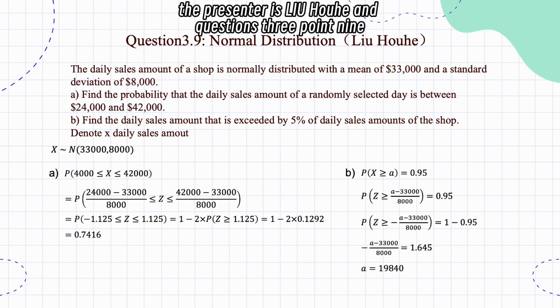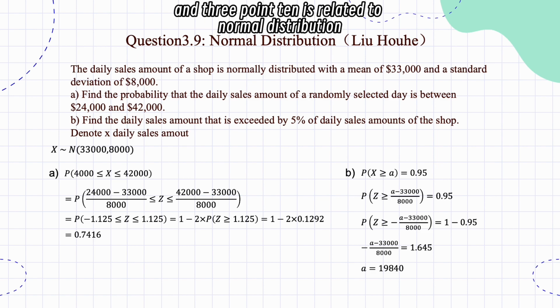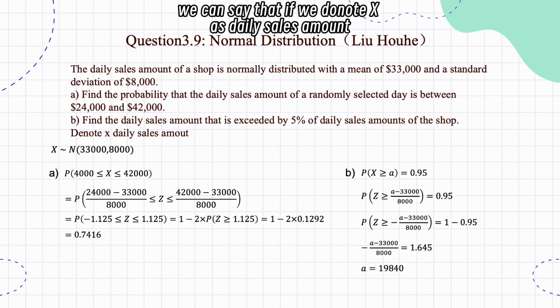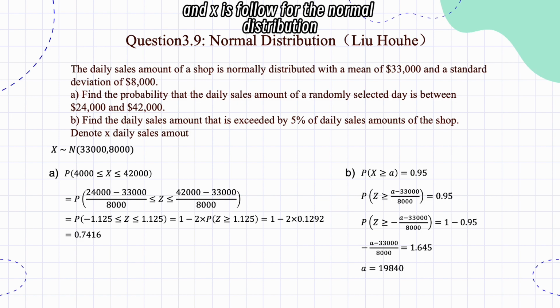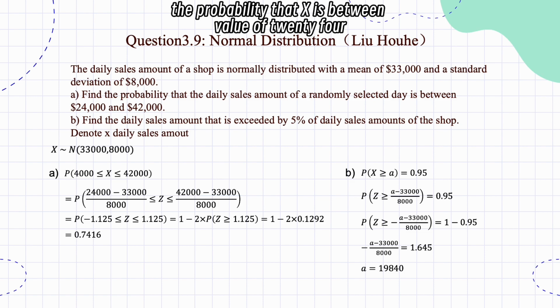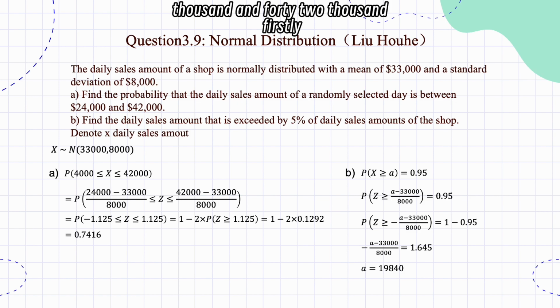The presenter is Liu Houhe, and questions 3.9 and 3.10 are related to the normal distribution. Firstly, let's talk about question 3.9. From the question, we can see that if we denote x as daily sales amount, x follows the normal distribution with mean of 33,000 and standard deviation of 8,000. Firstly, we need to find the probability that x is between 24,000 and 42,000.